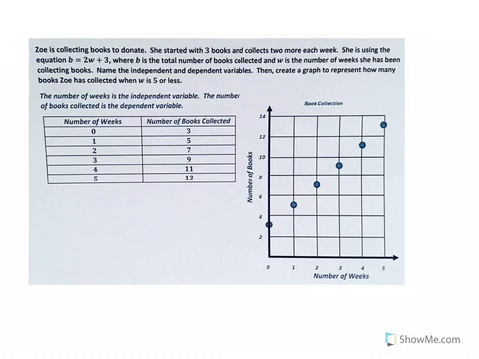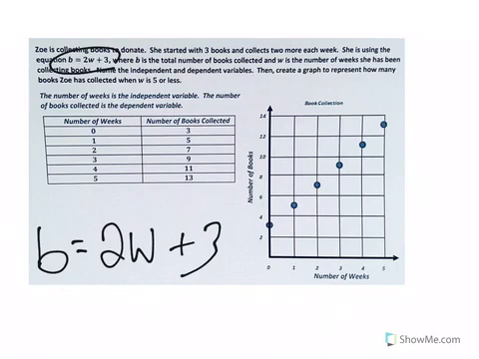And one of the main things I want to look at here is that essentially it's 2 books each week, but we have to add in that 3. So that's why we have the number of books is 2W plus 3, because she didn't start out with 0 and just start doing 2 a week. She started out with 3 and then started doing 2 a week. So how many books did she collect? Well, that depends on how many weeks we're talking about. So because that depends on something, number of books is going to be the dependent variable. The number of weeks is going to be the independent variable.